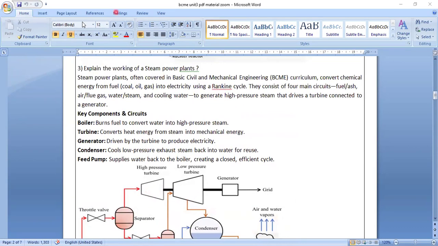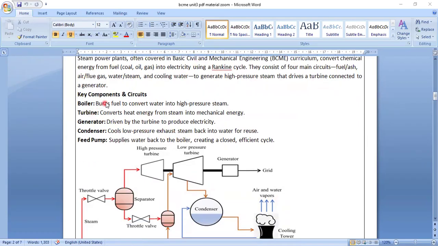If you go for the definition, it is converting the chemical energy of the fuel into electricity. Chemical energy sources like coal, oil, and gas are used, operating on the Rankine cycle. It consists of four main circuits. Fuel, air and flue gases, water and steam, and cooling water are used to generate high pressure steam that drives a turbine connected to the generator.